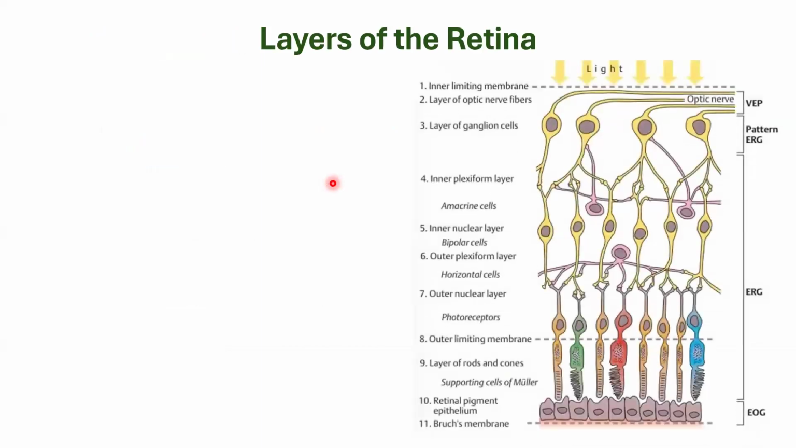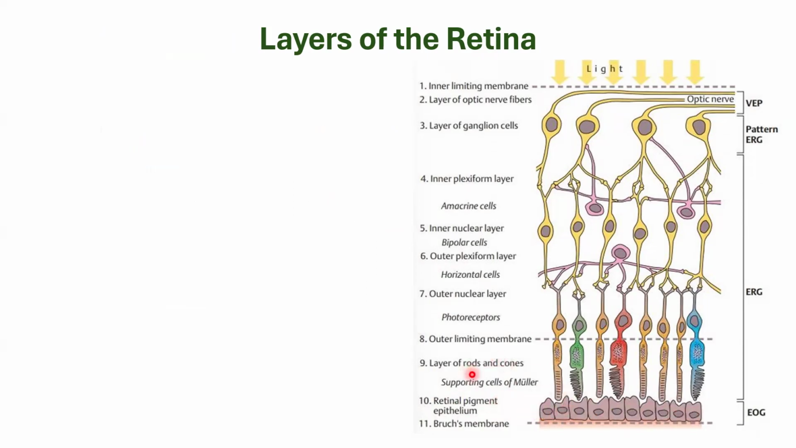So, these are the layers of the retina. There are about 10 layers of the retina. We'll start with layer number 10, as you can see here: the retinal pigment epithelium. This is a pigmented epithelium.